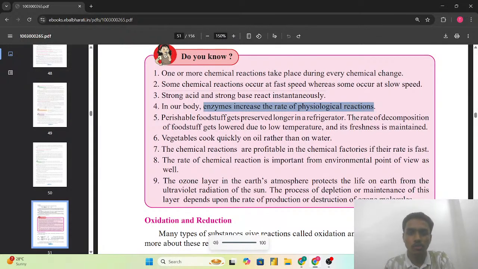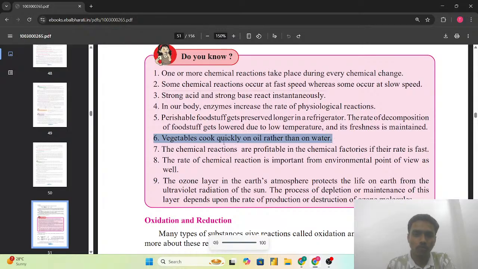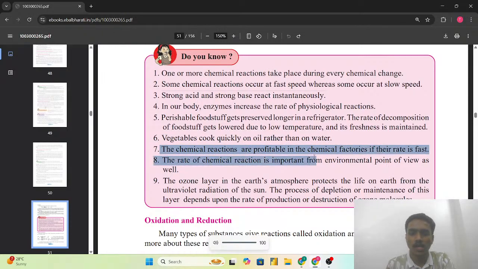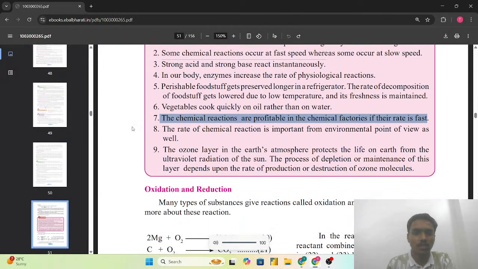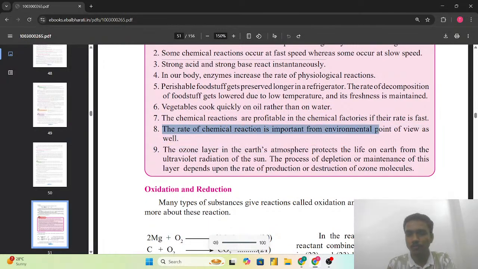Perishable foodstuffs get preserved longer in the refrigerator. The rate of decomposition of the foodstuff is lowered due to the low temperature, and its freshness is maintained. Vegetables cook quickly in oil rather than in water. Chemical reactions are profitable in chemical factories if their rate is fast. The rate of a chemical reaction is important from the environmental point of view as well.